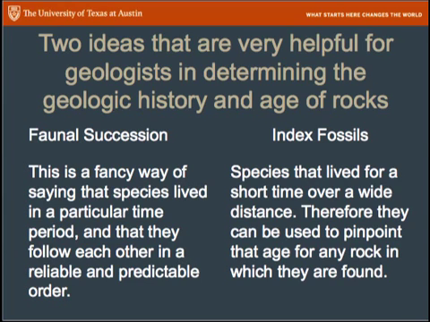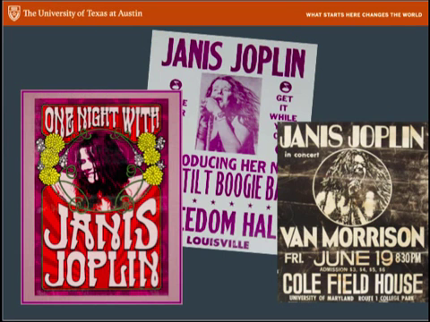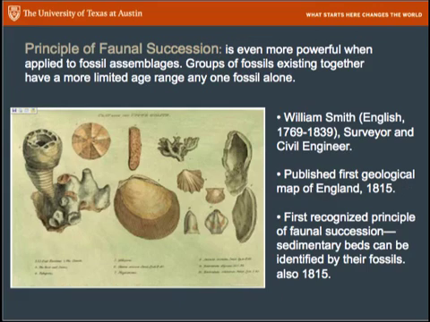So let me give you an example, not fossils. Somebody like Janis Joplin. Janis Joplin was a pop star, well renowned all over the world. If you find a poster from her concert, it might be from Stockholm or Austin or Rio, but you know it had to have been created sometime between 1968 and 1970. So Janis Joplin is, as it were, an index fossil for rock and roll.